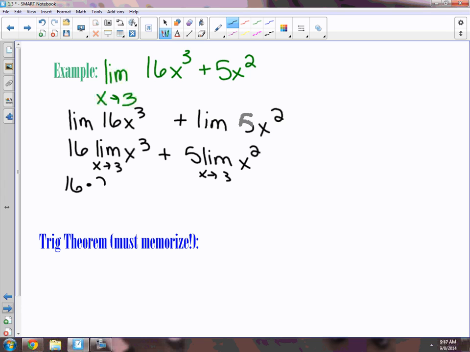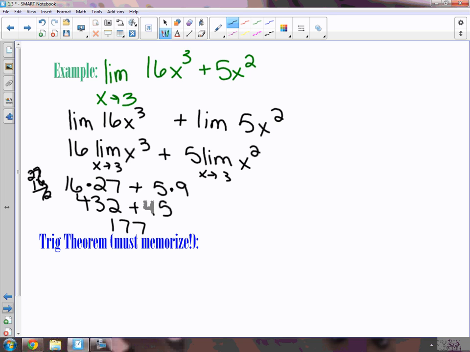9. No, I don't know that in my head. Anybody got a calculator real quick? Thank you. Plus 45. 177 is our limit. Oh, there we go. And that's how we're going to do those limits.